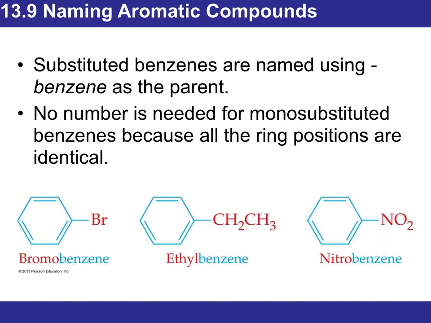So here it's bromobenzene on the far left. You don't need to put 1-bromobenzene because there's only 1 bromo over there. Other example in the middle, ethyl, 2 carbon atoms, ethylbenzene, and on the far right, nitrobenzene.